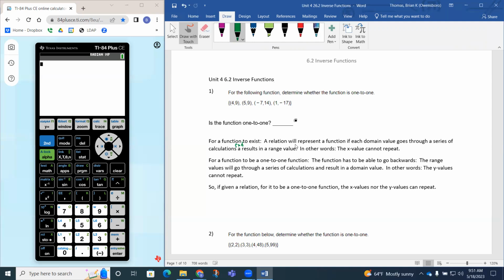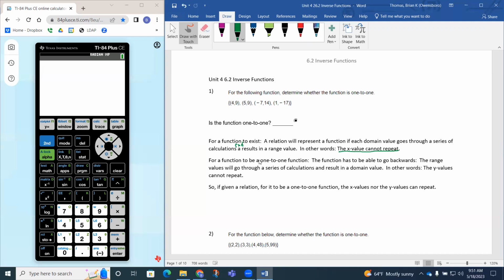So a relation will represent a function if each domain value goes through a series of calculations and results in a range value. So in other words, as we mentioned before, for a function to exist, the x value cannot repeat, because if it does, that means it was assigned to more than one y value, and that can't happen. The x value has to be assigned to exactly one y value.